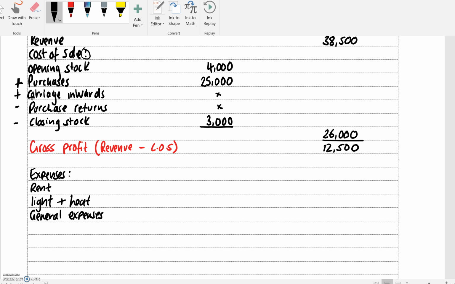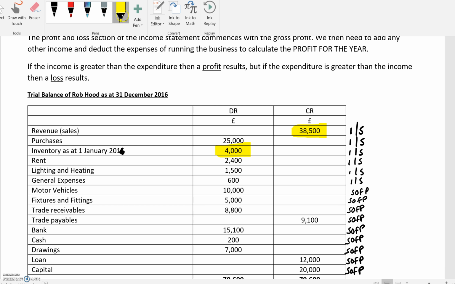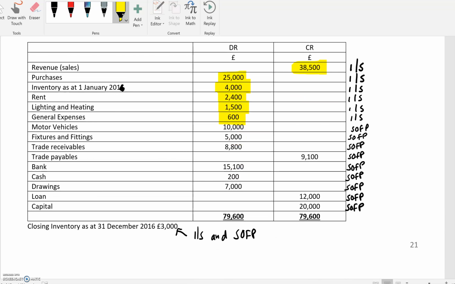Just a quick technique. I would normally tick off from the list the items that I have used. So for example, I've used purchases, I'm going to use rent, light and heating, general expenses, and although I have used this, I'm going to use it again for my statement of financial position.